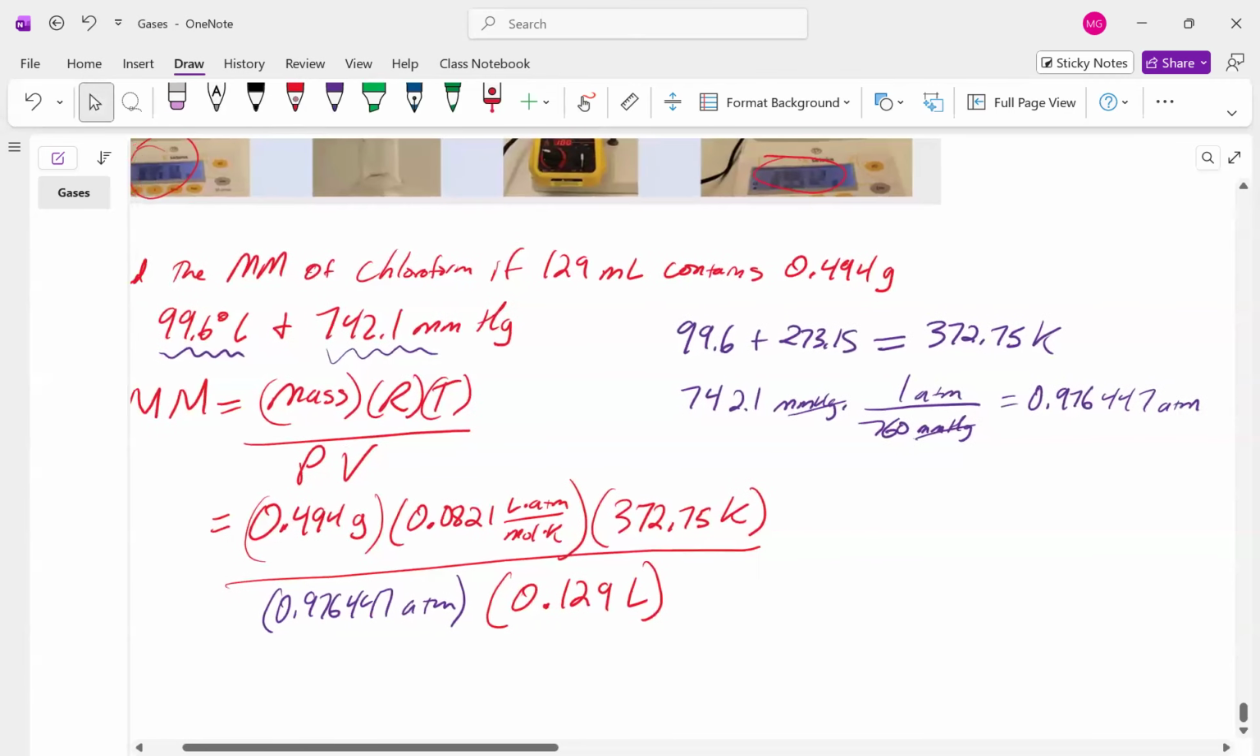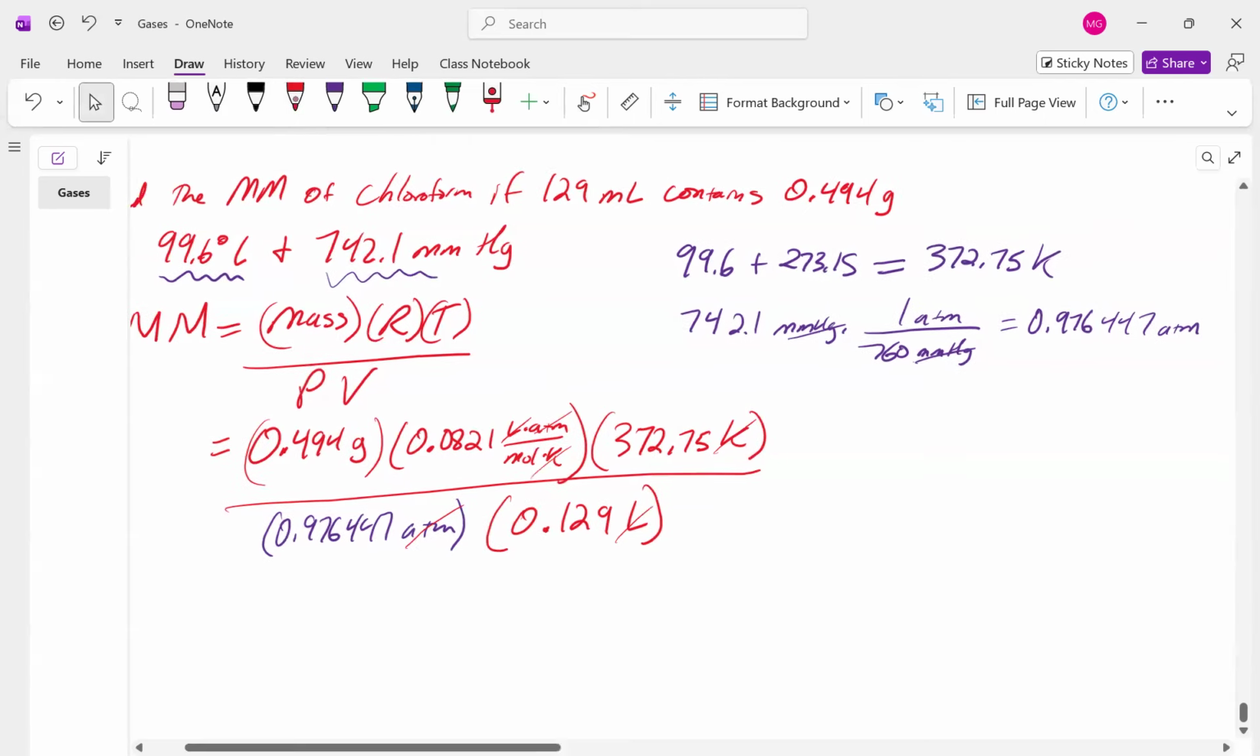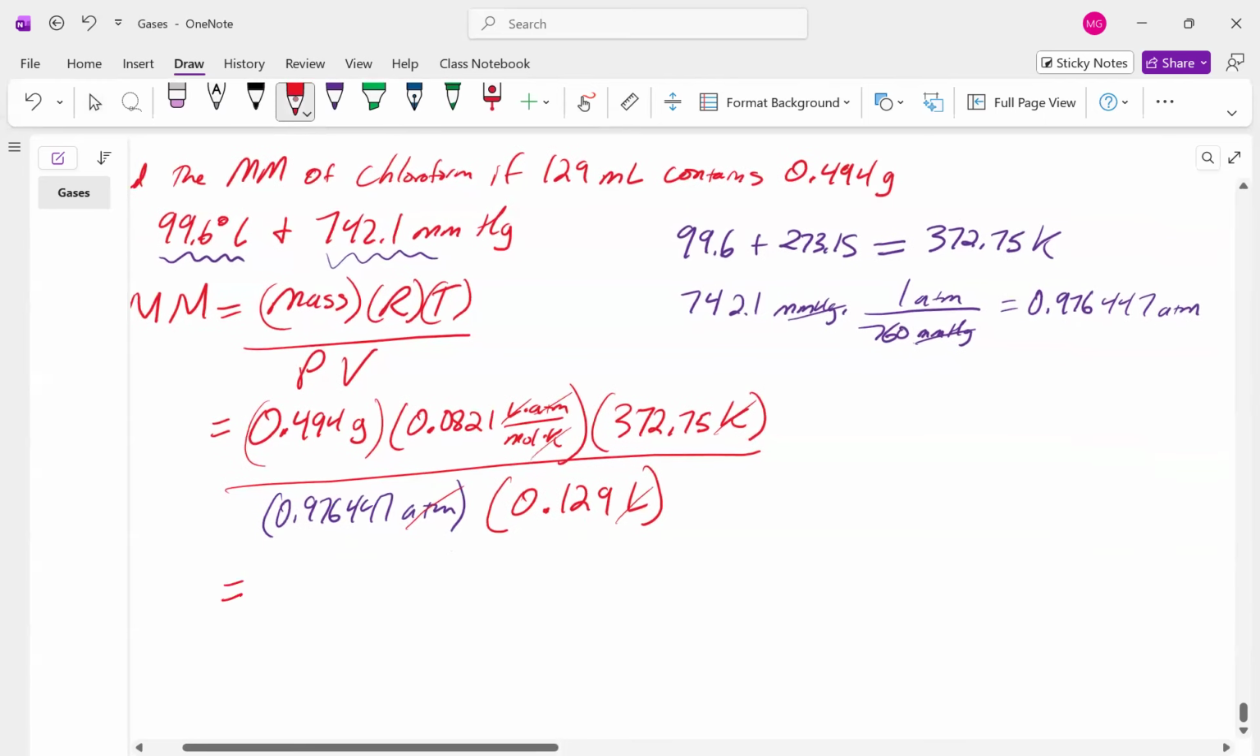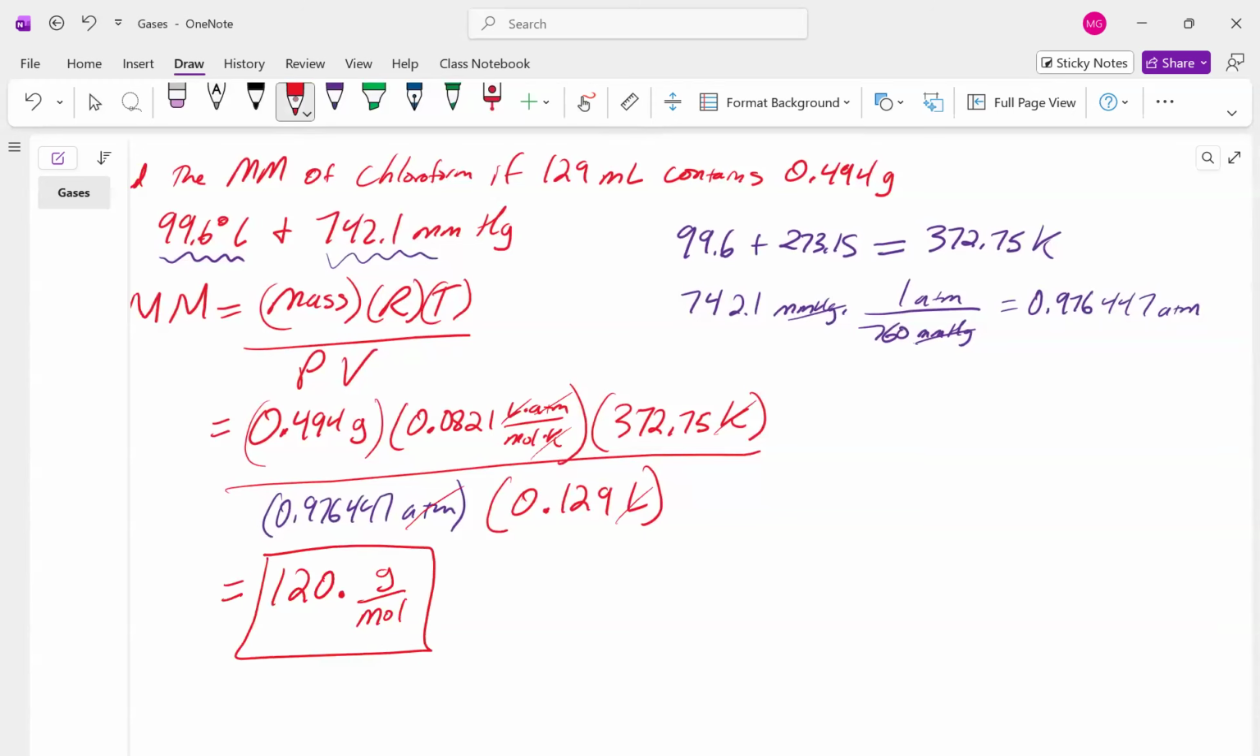And look at what happens when I start canceling units out. Atmospheres cancel out, liters cancel out, Kelvin cancels out. Look at the units I'm left with. I'm left with units of grams per mole. What is that the unit for? That's the unit for molar mass. So this comes out to, once I put it in my calculator and keep track of sig figs, 120 grams per mole. That is the molar mass of chloroform.